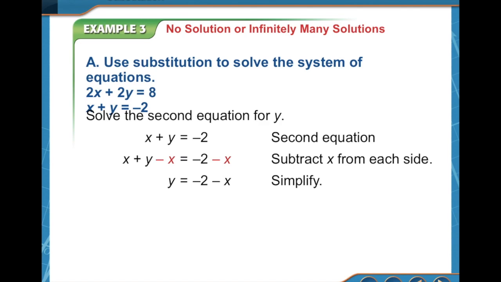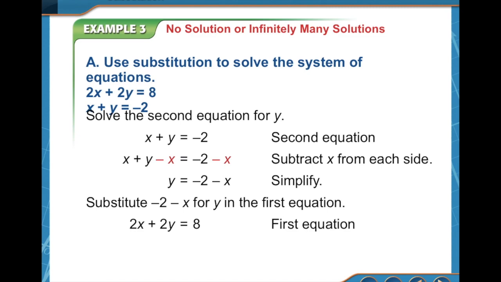And now we have something we can substitute, right? Everywhere there's a y, we can put now a negative 2 minus x. So we're going to take this expression and use it in our first equation. Everywhere there's a y in my first equation, instead of writing it here as a y, I'm going to write negative 2 minus x right here. And that will give me one equation with only x's, and then we can solve it.